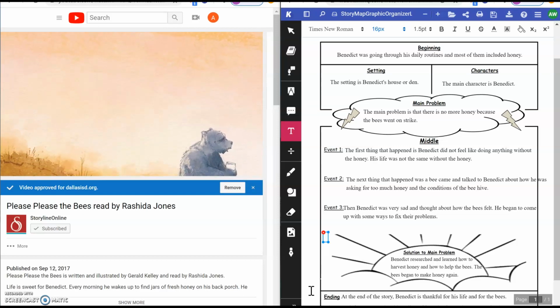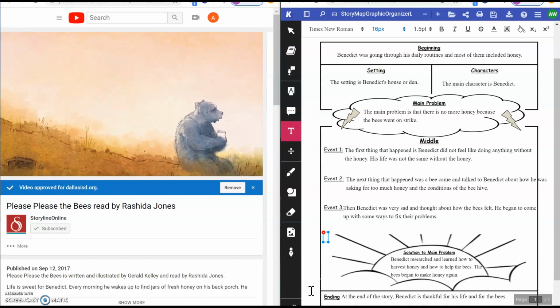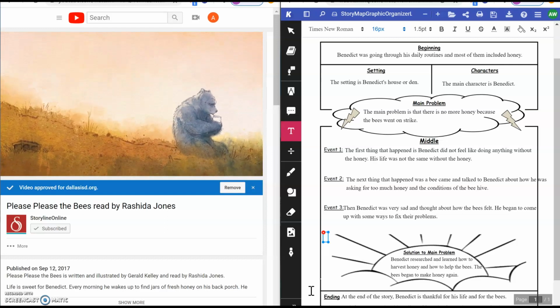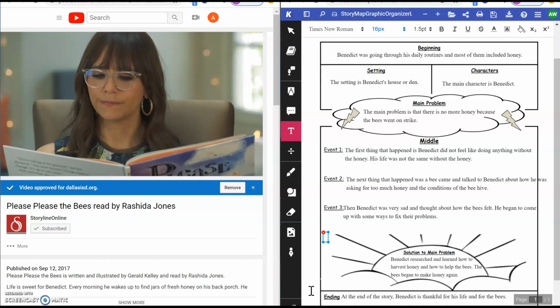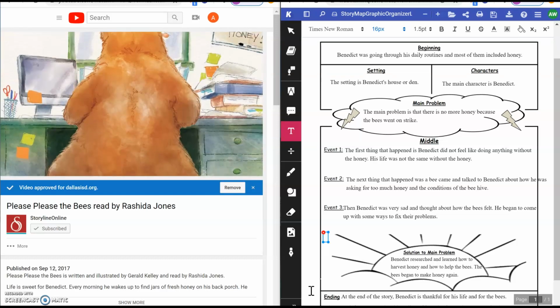The thought of losing his honey sent a chill down Benedict's spine. He had a lot to think about. "Maybe I've been too selfish," Benedict said to himself. "I never thought about what the bees need. But how am I going to make this right?"